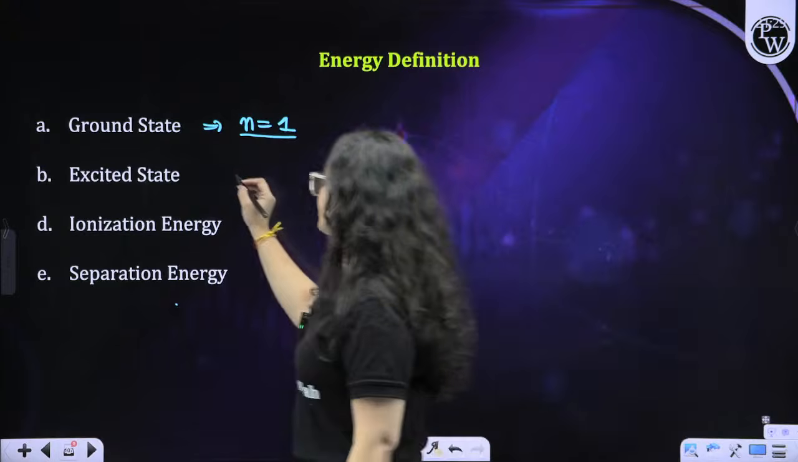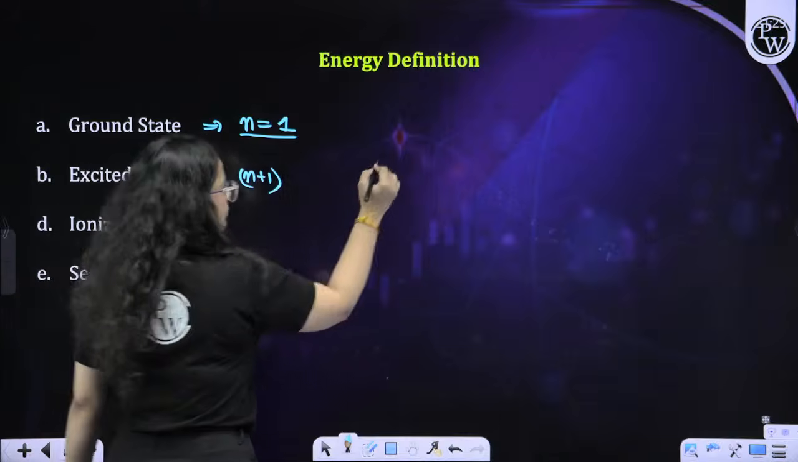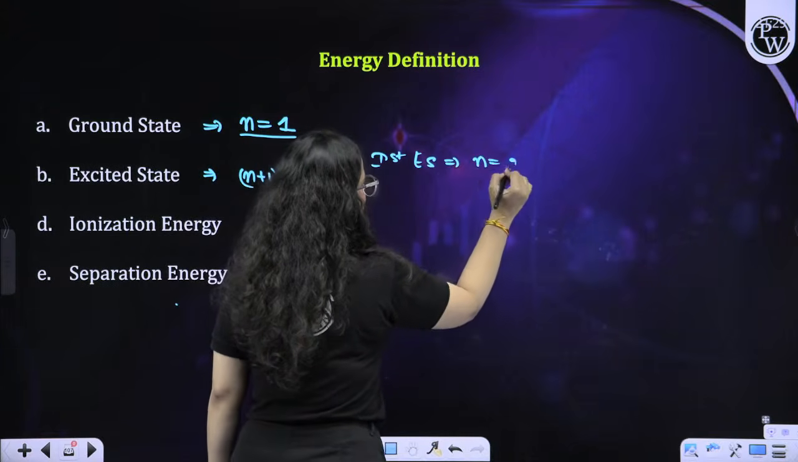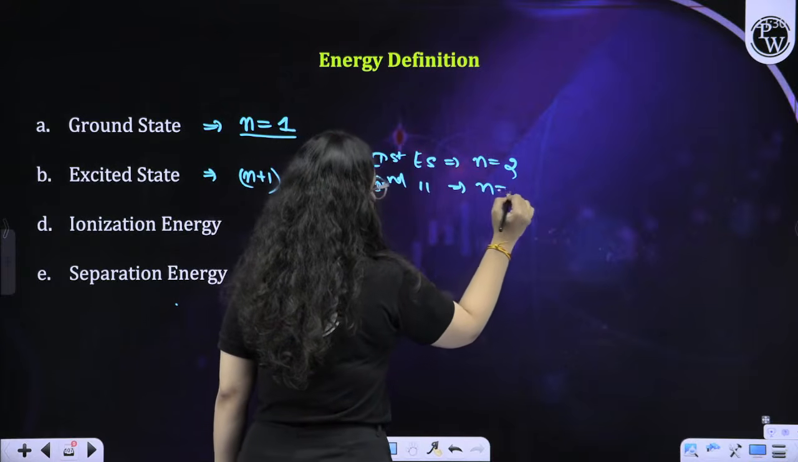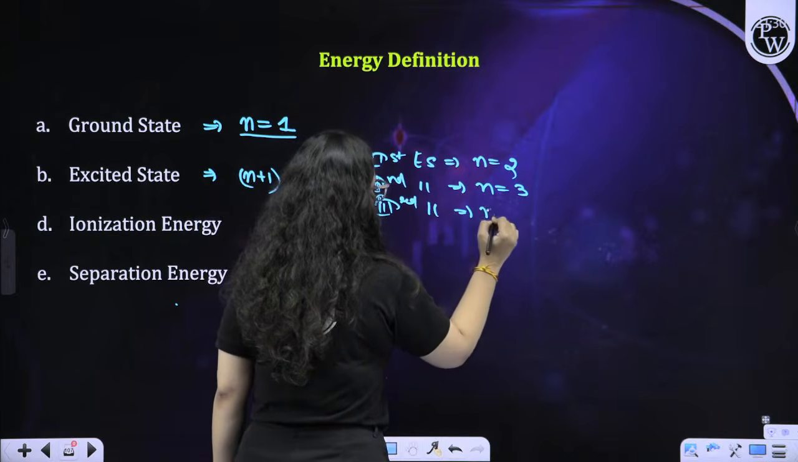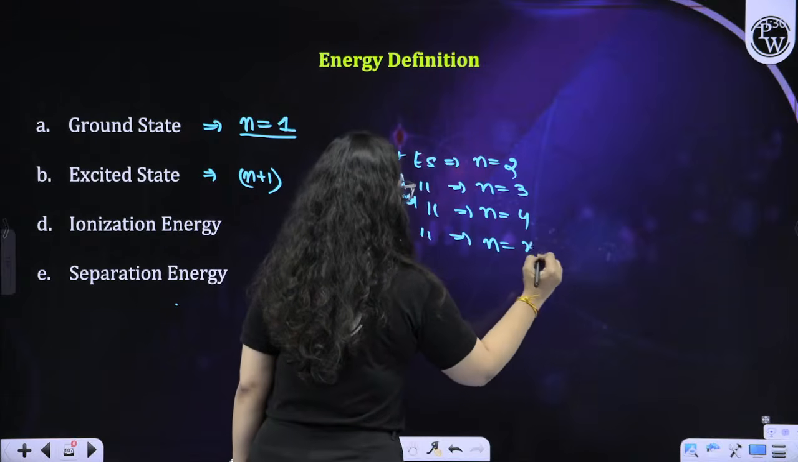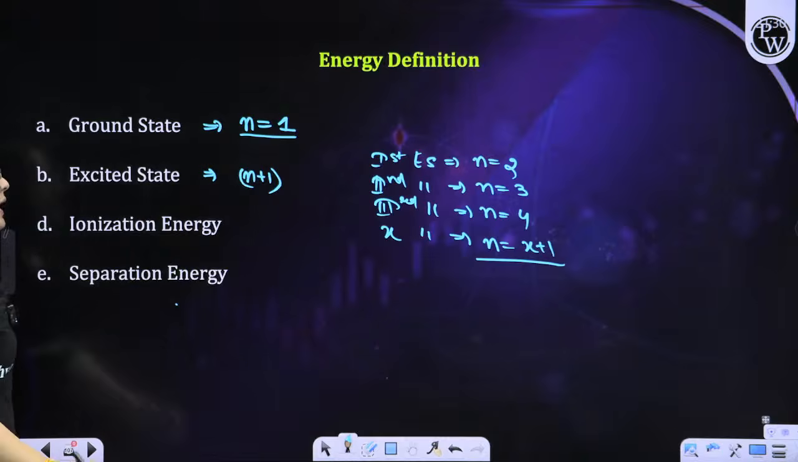Moving on to excited state. Excited state is the upper state, n plus 1. First excited state means the n value comes out to be 2. Second excited state, n value comes out to be 3. Third excited state, n value comes out to be 4. Xth excited state, n value comes out to be x plus 1. So whatever excited state is given to you, just add 1 to get the actual n value.